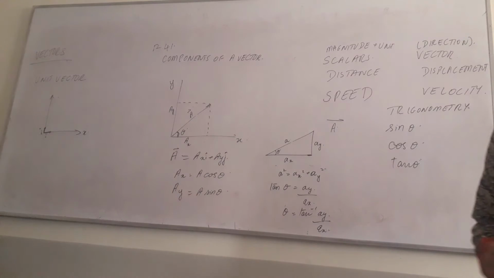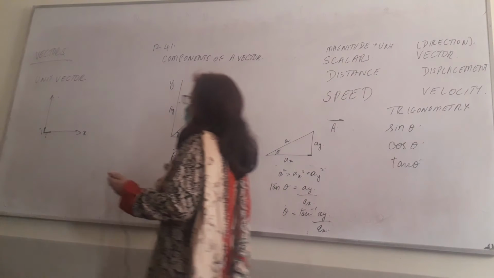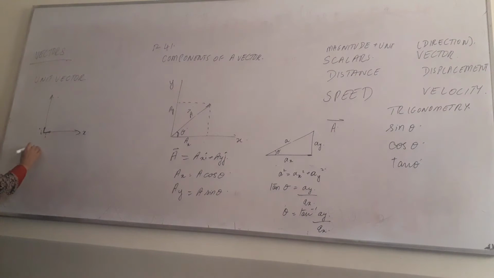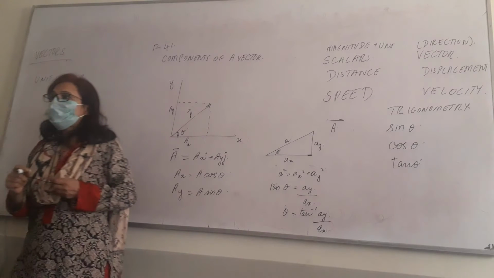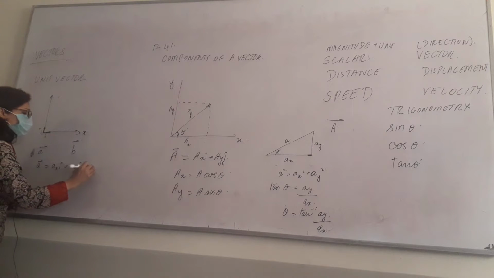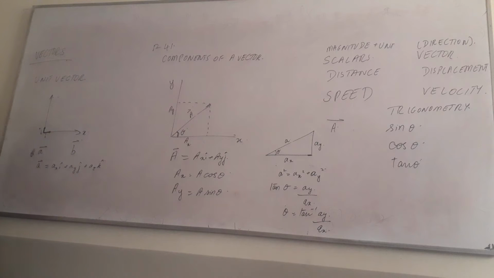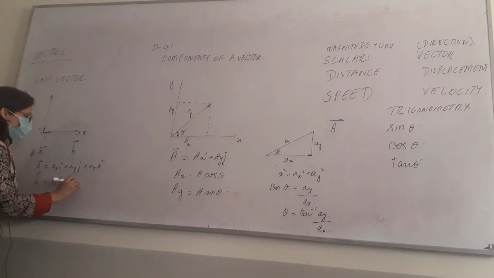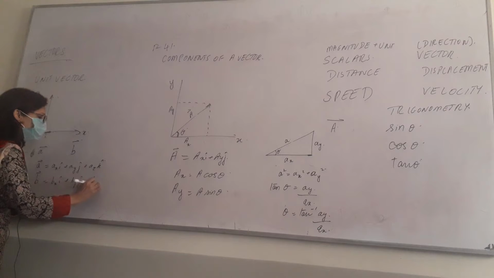Now we can add 2 vectors. Like we said, we have a vector A and a vector B and you want to add them. One method was the head to tail rule. The second method is using the components of a vector. Vector A will be written as ax i plus ay j plus az k, and similarly vector B will be written as bx i plus by j plus bz k.